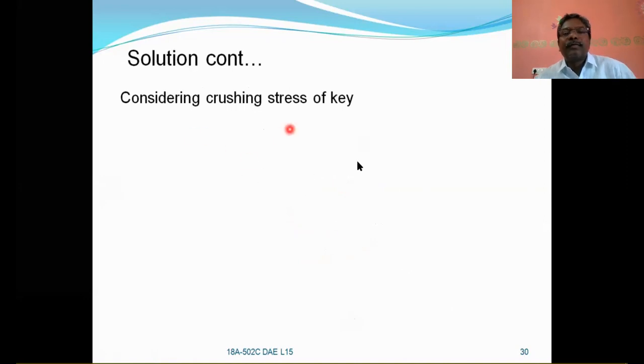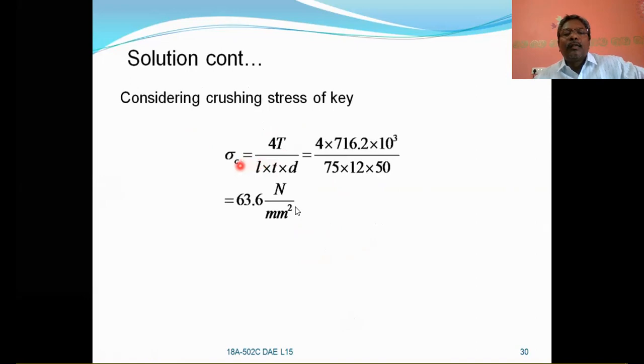And for crushing stress, there is also a formula, that is sigma c is equal to 4T by L t D. T is there, L is there, small t is also there, and D is also there. After substitution, you got 63.6 Newton per mm square.